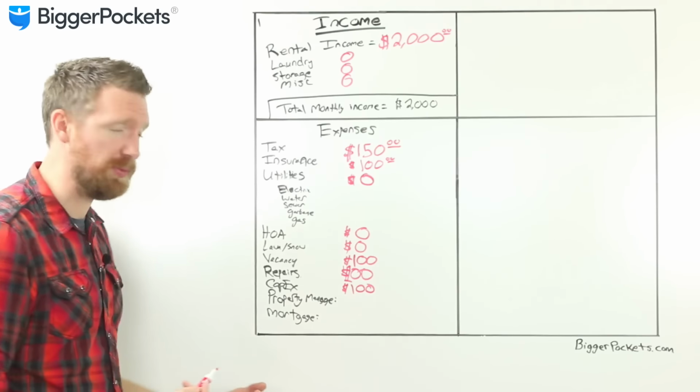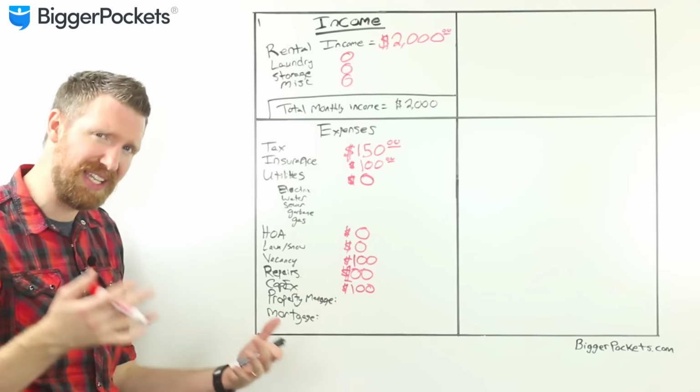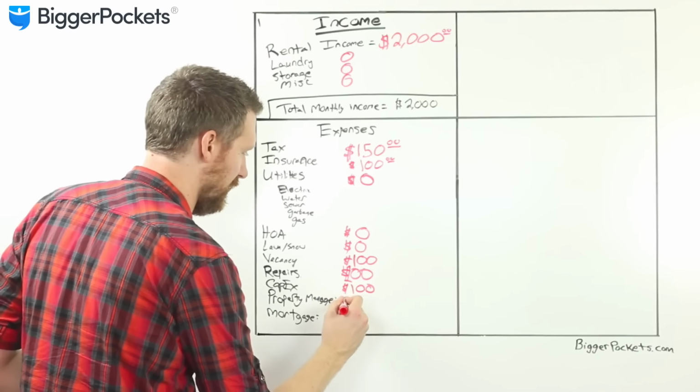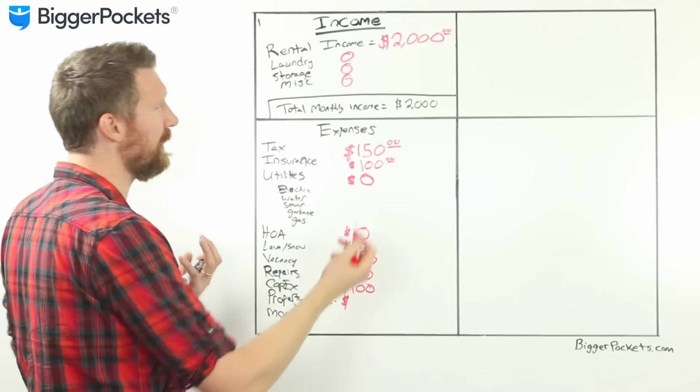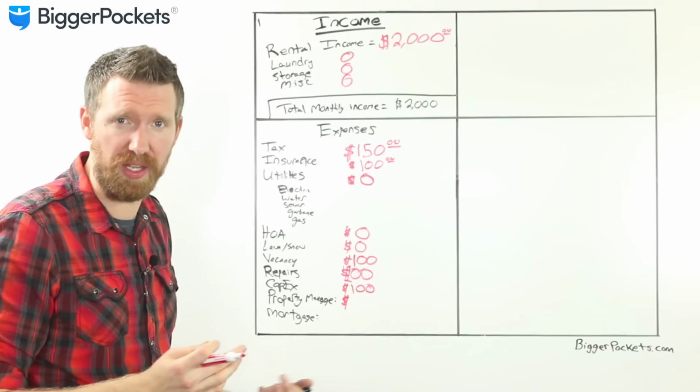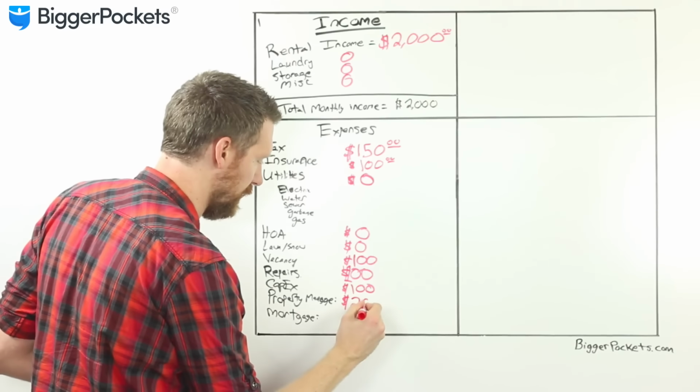Next, we've got our property management. Now, you can manage yourself, but in this case, I want to go ahead and assume that I'm going to have a property manager. Typically, in my area, a property manager is about 10% of the rent, so we'll say $200 a month.